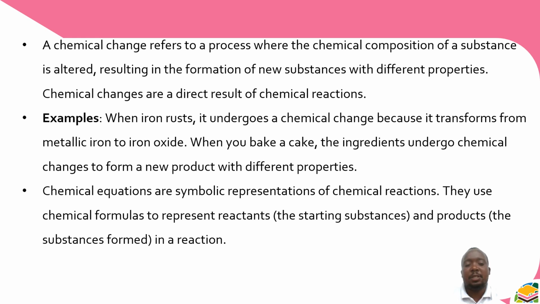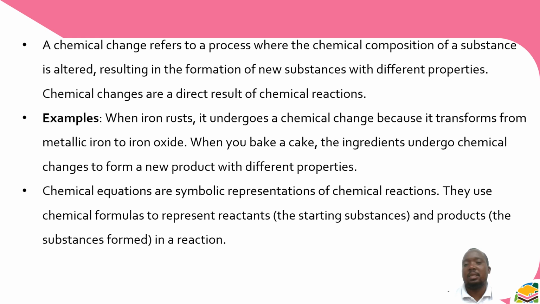By definition, we can define a chemical change as a process where the chemical composition of a substance is altered, resulting in the formation of new substances with different properties. Chemical changes are a direct result of a chemical reaction. A chemical change takes place because of a chemical reaction, where bond breaking, rearrangement, and bond formation result in the formation of new products, new substances.